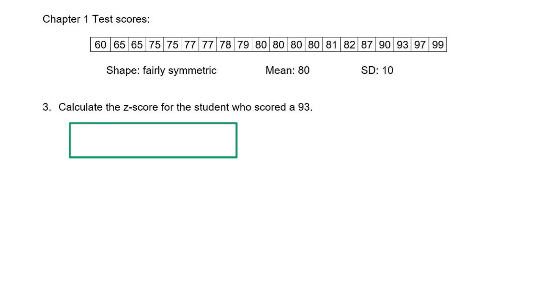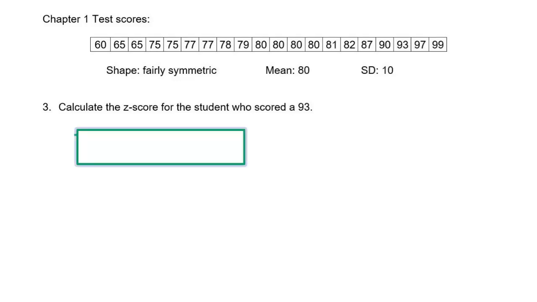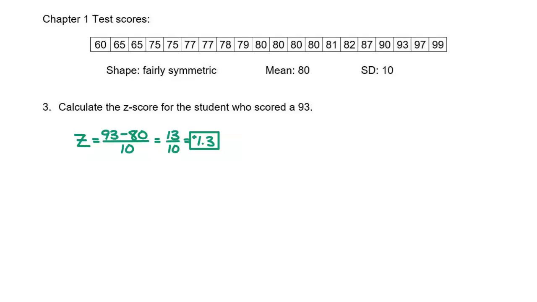What is our z-score? 1.3. We take the value, in this case 93, subtract our mean, and divide by our standard deviation, so we get a positive 1.3. You don't have to put the plus on there. 1.3 is fine. But what does it indicate with it being a positive z-score? We are 1.3 standard deviations above the mean. So compared to her peers, she did better.